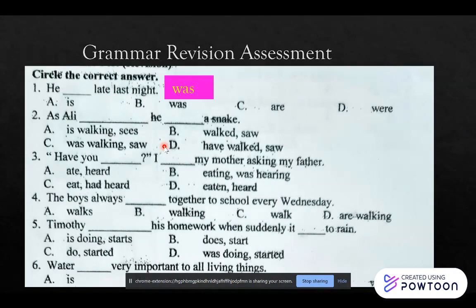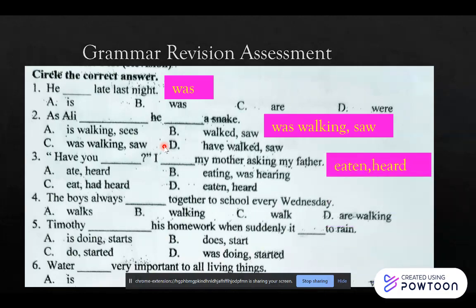The second one is past continuous tense. The answer is was walking, saw. As Ali was walking, he saw a snake. It happened in the past. It's a past continuous tense. One subject, and how do you give the answer? All right, very good if you're able to give the correct answer.